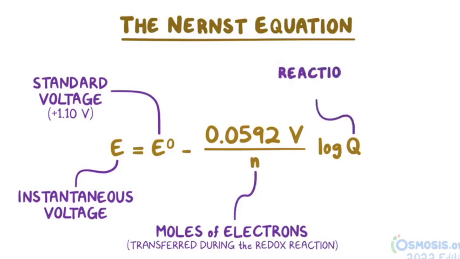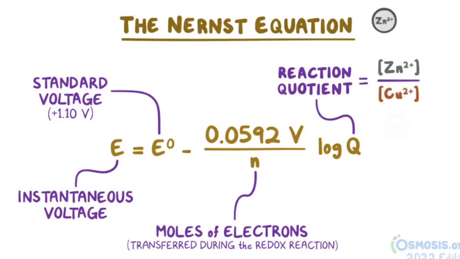Q is the reaction quotient, which is the ratio of the concentration of products to the concentration of reactants in our galvanic cell. When we calculate this, we only include the concentration of the ions, and we leave out the pure solids, like the zinc and copper electrodes.